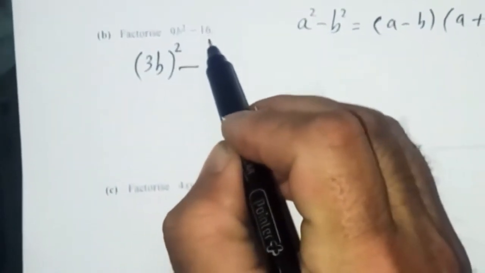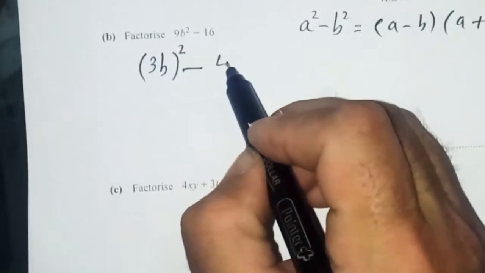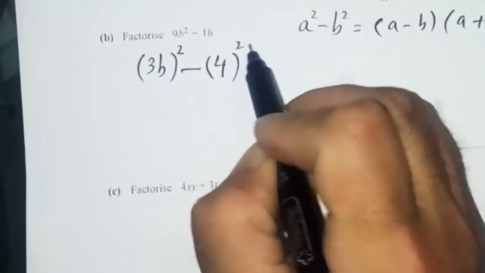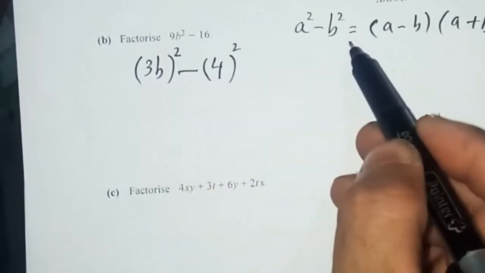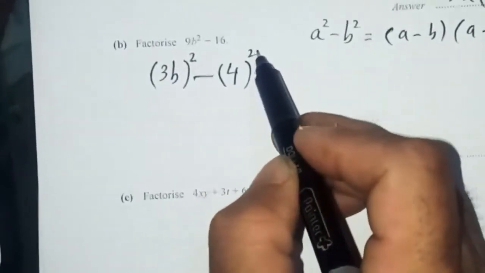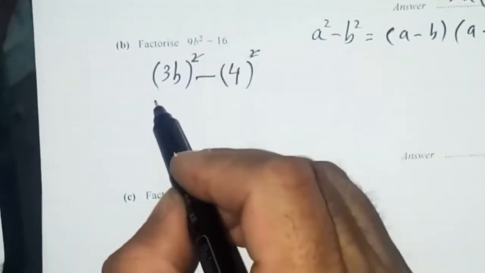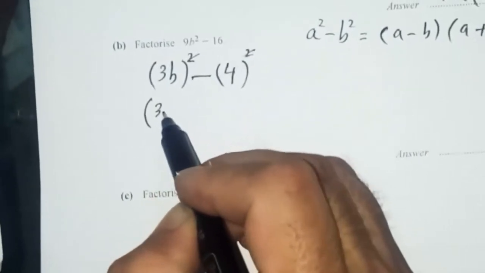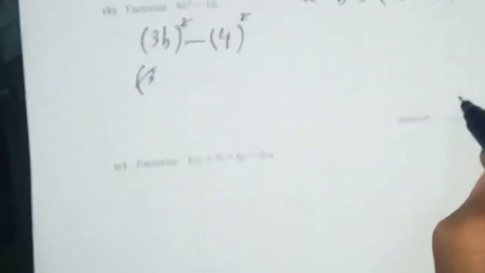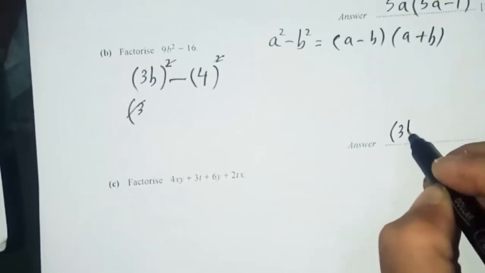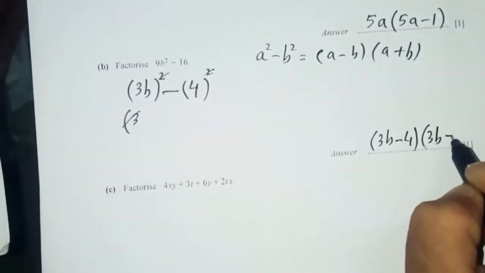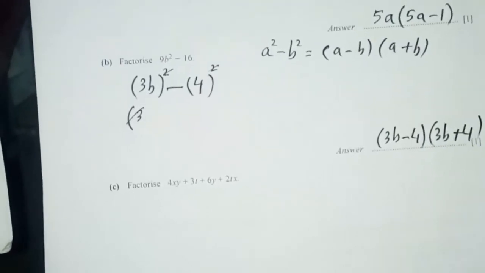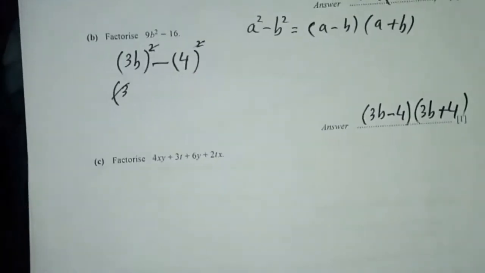And the 16 is the square of 4. So it is the square of 4. From here, in the next step, we will use this identity. So if this square is removed, the answer is 3b. Let me write this answer over here in the answer space. So it is 3b minus 4 times 3b plus 4. This is our final answer.